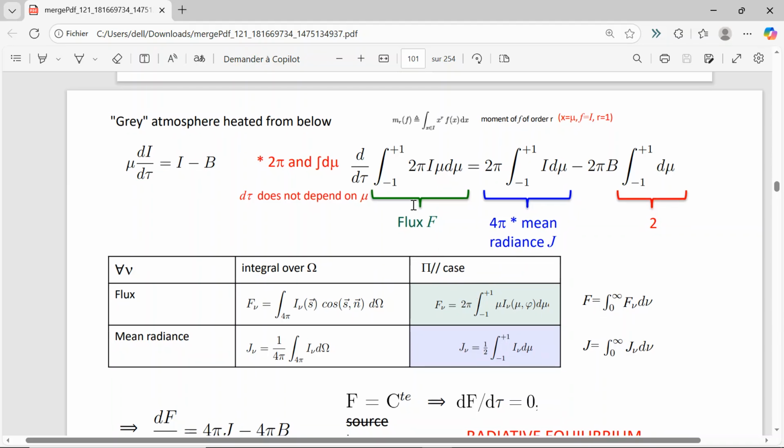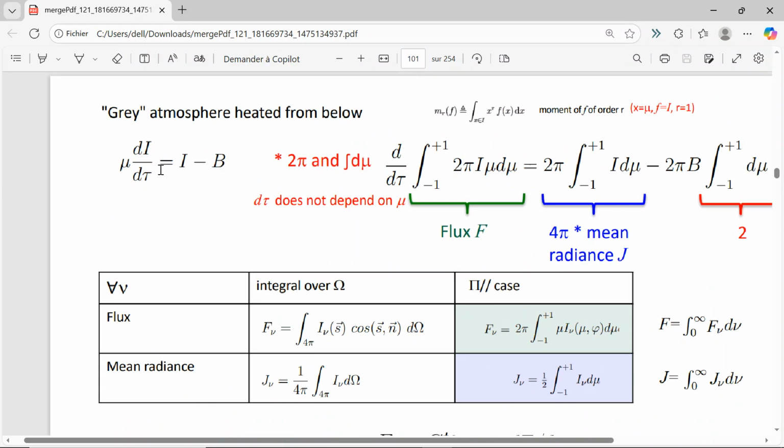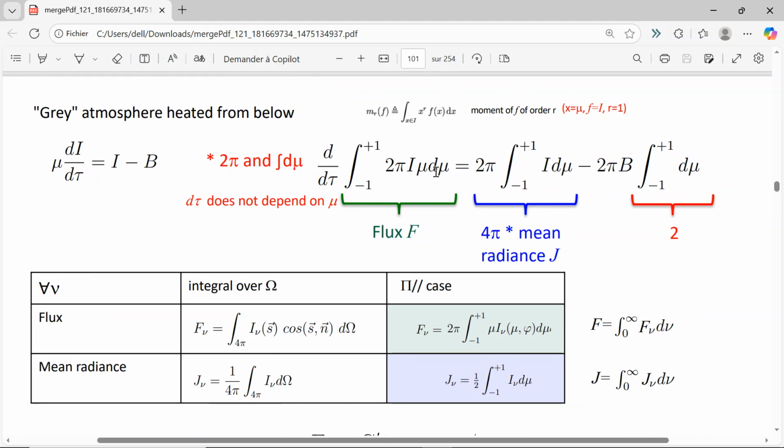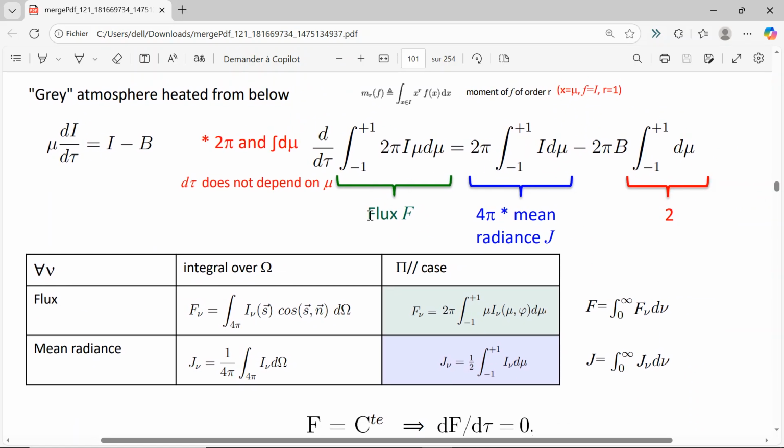So if you go back to that Schwarzschild equation valid in the infrared range, multiplying it by 2 pi and integrating, this is what we call the first moment of an equation. This is something that we usually do. So we have the unit of a flux right now because we multiplied it by mu, which is the variable of integration.